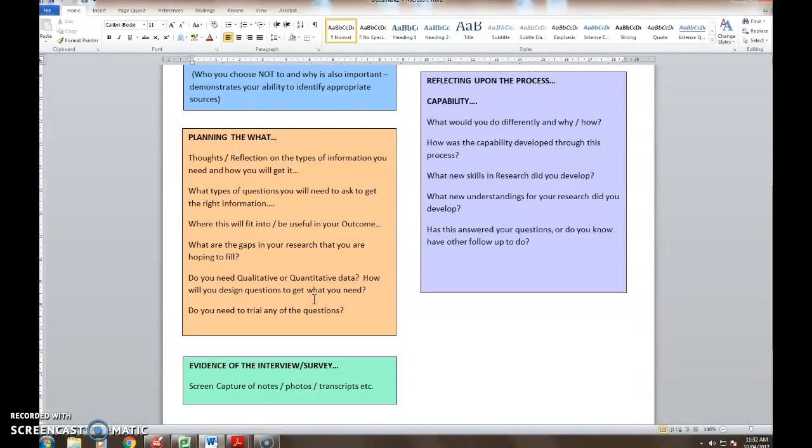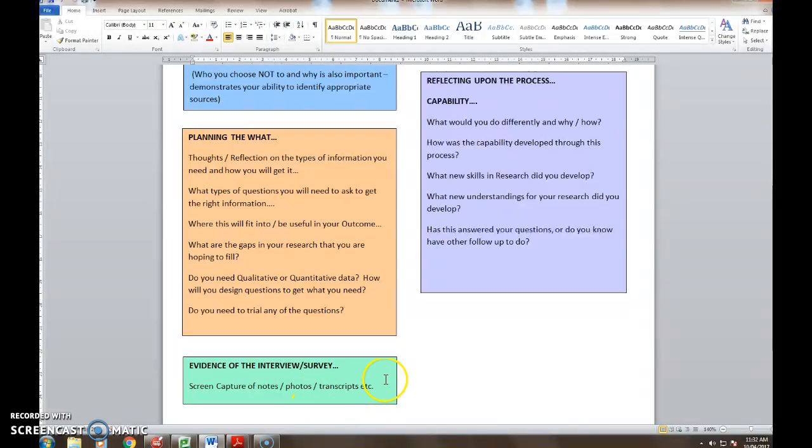Are you looking for tables and graphs, or are you looking for quotes that you can use? Do you need to trial any of the questions? Did you trial any of the questions? What happened when you trialed the questions? Did you have to go back and change any of your questions? All of those kinds of things can go into the planning box on your page.